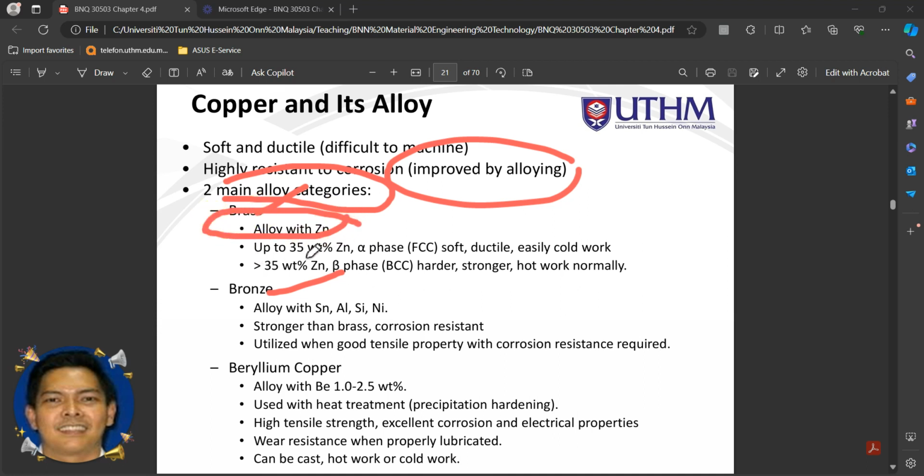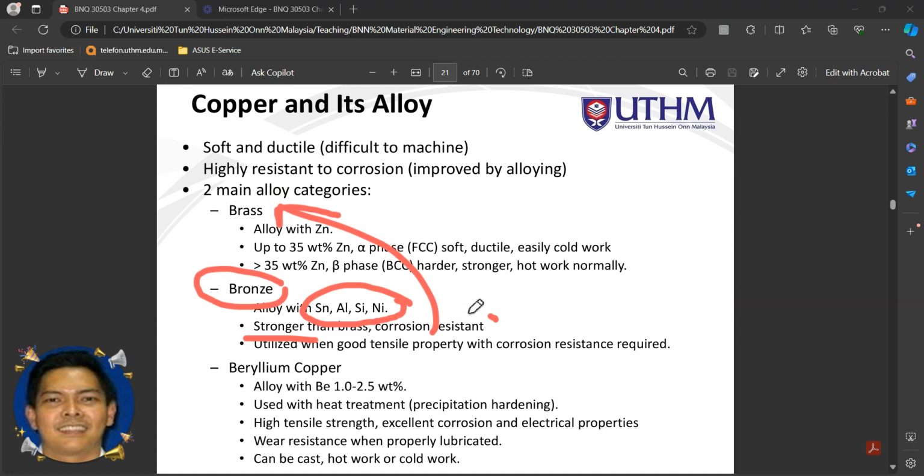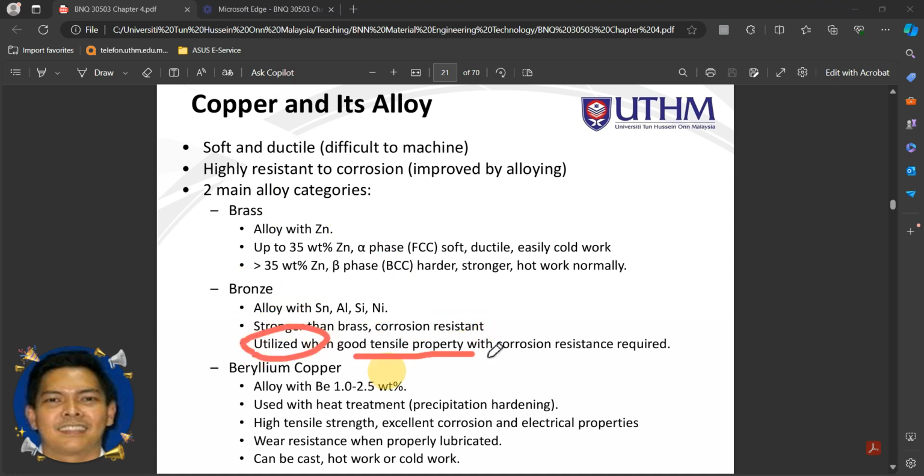It has up to 35% of zinc, and it also has an alpha phase that makes it soft, ductile, and easily cold workable. Over 35% of zinc, the beta phase of BCC forms, making it harder, stronger, and normally hot worked. Bronze is an alloy with other types of material inside of it. It is stronger compared to brass and also has good corrosion resistance. So bronze is utilized when good tensile properties with corrosion resistance are required.